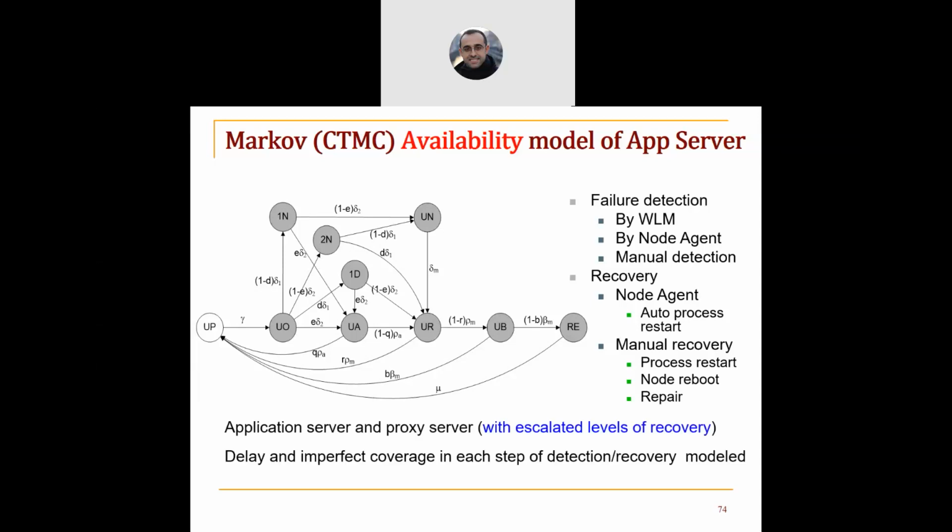So in this case, this is what is called the escalated levels of recovery. If one recovery method doesn't work, then you use another one. If that doesn't work, then you use another one. If that doesn't work, you use another one. And the simplest one is tried first, and so on. So delay and imperfect coverage in each step of detection and recovery is modeled here. And such kind of details is what Markov models require. Including such kind of details, you need a state space model, and the simplest version is the Markov model.